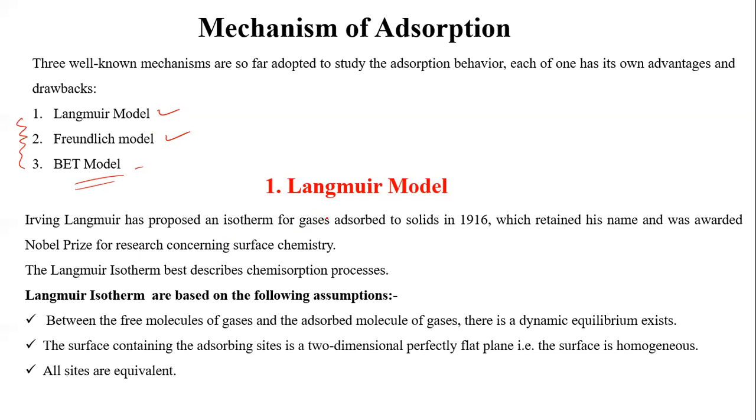The Langmuir model was proposed by Irving Langmuir in around 1916 for the isotherm of gases adsorbed on solids. After his discovery, the name Langmuir model was adopted, and he was awarded the Nobel Prize for this research. The Langmuir model best describes the chemisorption process. The important characteristic of the Langmuir model is that it fits the chemisorption process better.